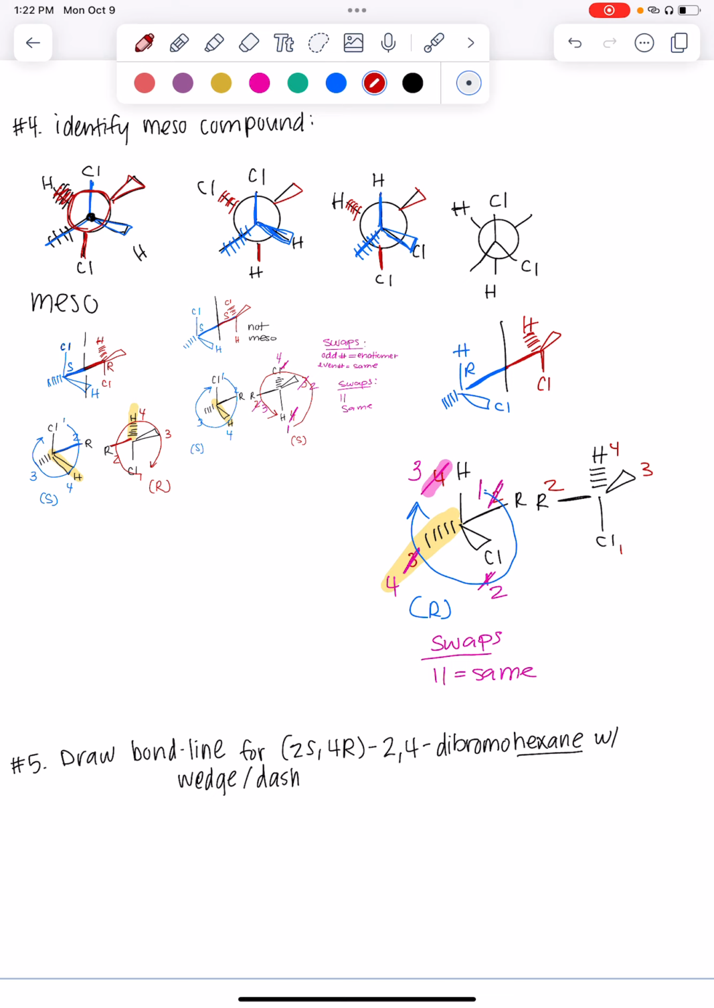Let's do this one. Our H is in the back this time, so that works out well. Let's go 1, 2, 3. This is R. So we have 2 R's, and even if we have that symmetry, we have 2 R's. They don't cancel, so this can't be meso. So this is not meso.